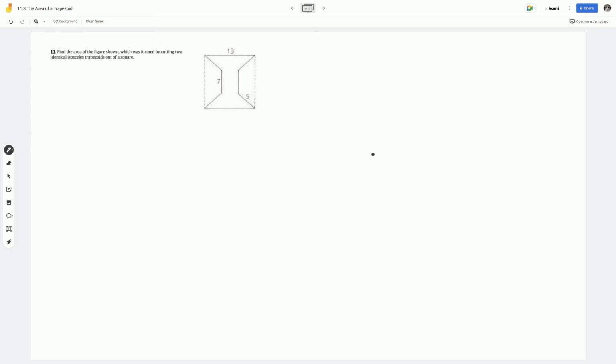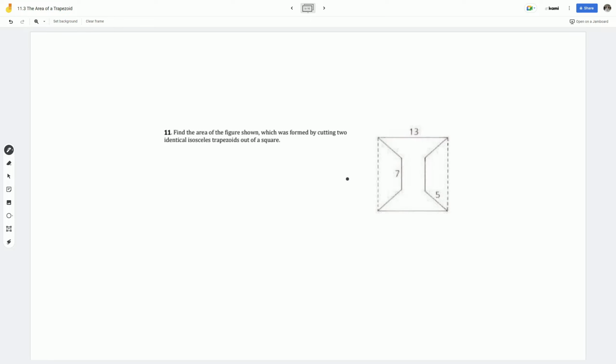Okay, next question. Find the area of the figure shown, which was formed by cutting two identical isosceles trapezoids out of a square. I enlarged the figures so I can actually work on it. We know they're identical, so we already know that this is 7. They're isosceles, so this has to be 5, this has to be 5, and this has to be 5. We also know this is 13. After all, it is a square, so all the sides are also 13. This already gives us a lot of information we can work off of.